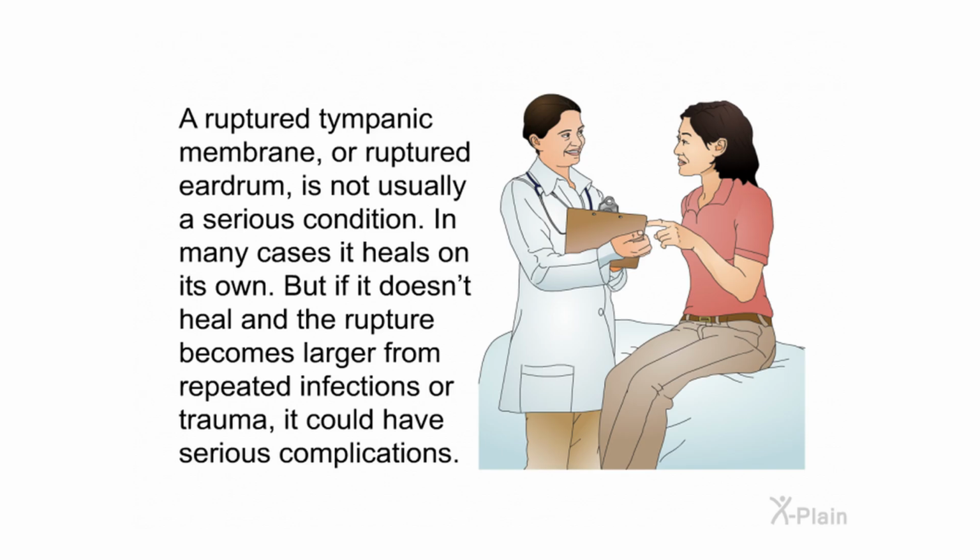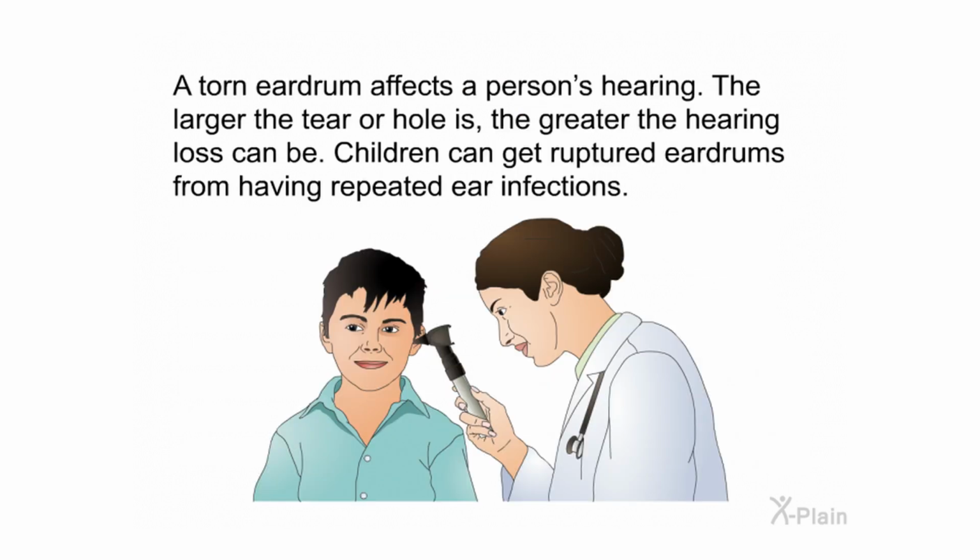Complications. A ruptured tympanic membrane or ruptured eardrum is not usually a serious condition. In many cases, it heals on its own. But if it doesn't heal, and the rupture becomes larger from repeated infections or trauma, it could have serious complications. A torn eardrum affects a person's hearing. The larger the tear or hole is, the greater the hearing loss can be. Children can get ruptured eardrums from having repeated ear infections.